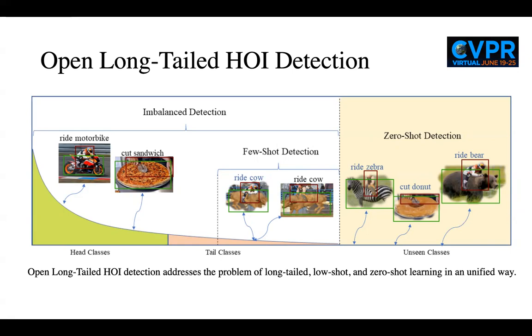The combinatorial nature of HOI further highlights the issues of long-tail distribution in HOI detection, while humans can efficiently learn to recognize seen and even unseen HOIs from limited samples.